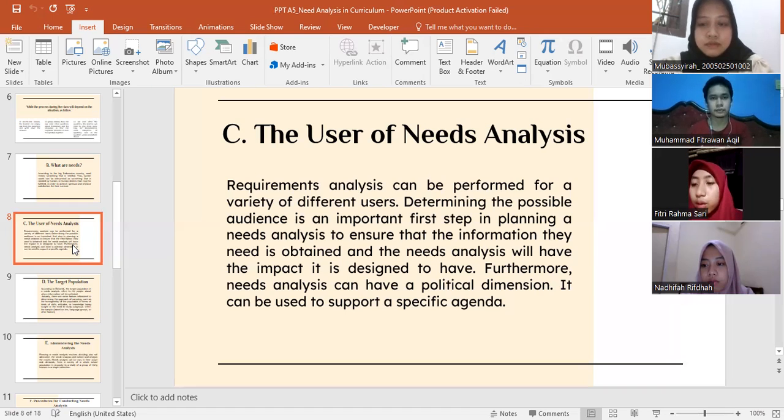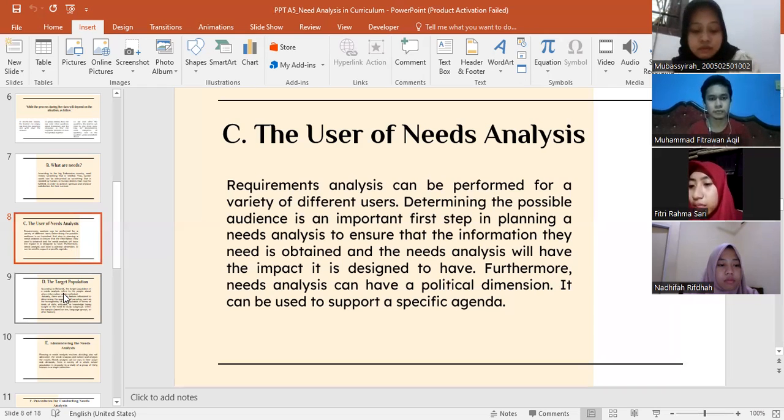Determining the possible audience is an important first step in planning a needs analysis, to ensure that the information they need is obtained and the needs analysis will have the impact it is designed to have. Furthermore, needs analysis can have a political dimension. It can be used to support a specific agenda.